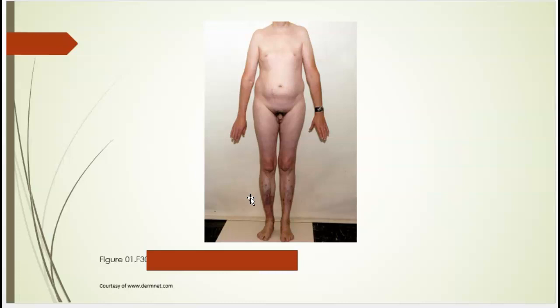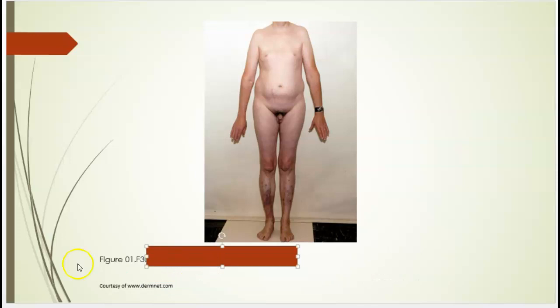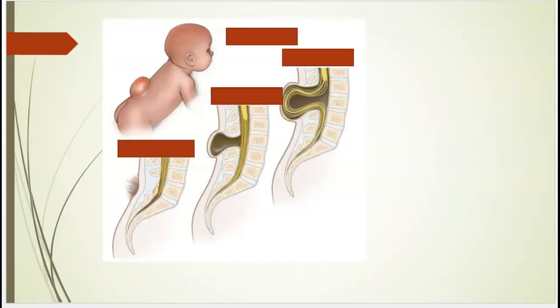Think about what we've spoken about so far. Small penis, small testicles, slight gynecomastia on this patient. And this is Klinefelter's, which we spoke about before. Now, the last one, okay? Yeah, you got it. It's Spina Bifida, but these are the different forms.